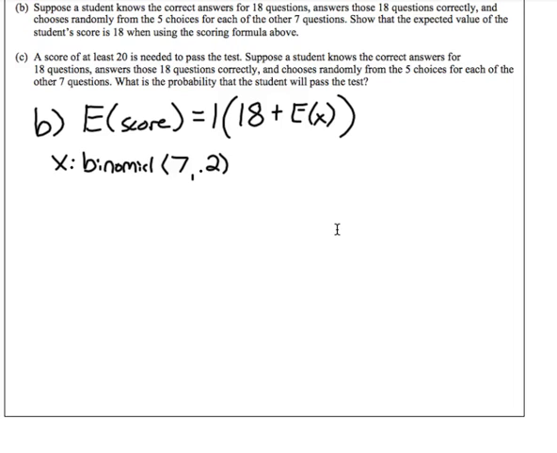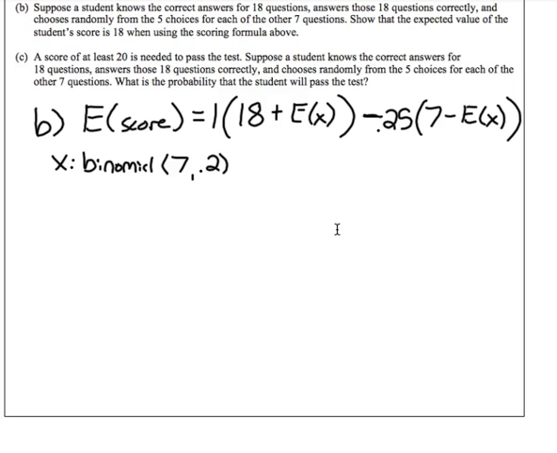Well, then it says to subtract off 0.25 for each wrong. Well, the only ones we can get wrong are the remainder from the 7, right? So if we're expected to get a certain number right, then the opposite of that is what we would expect to get wrong, right?